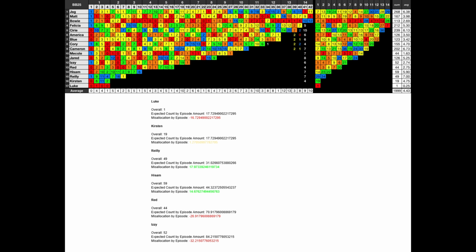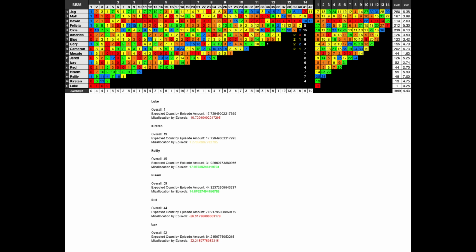Riley has 49 diary rooms, and her expected count is 31.02 diary rooms, causing her to have a 17.97 over misallocation. So just from this, she has about 20 more than she should have. Hisam has 59 diary rooms, and his expected count by episode amount is 44.32, causing for a 14.67 misallocation, so he is definitely over distributed. And just like Riley, it kind of makes sense because there are both early HOHs and then a symptom right afterwards.